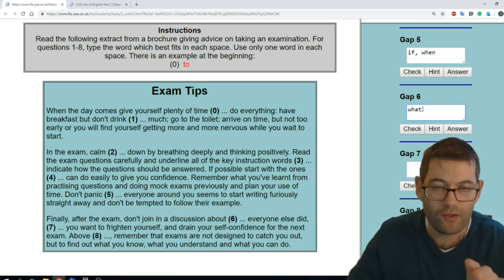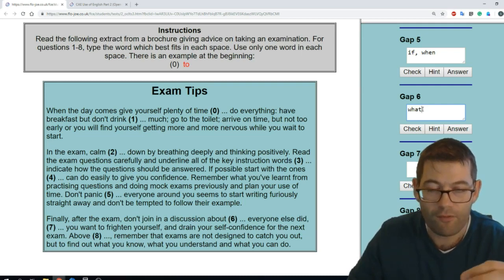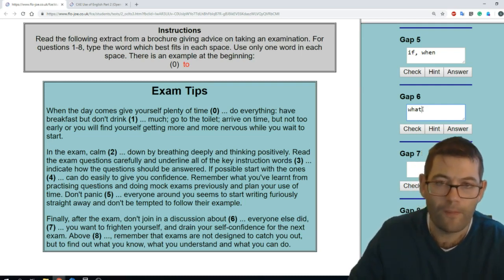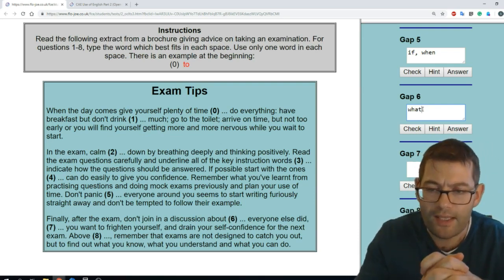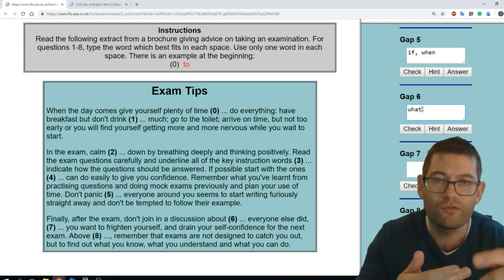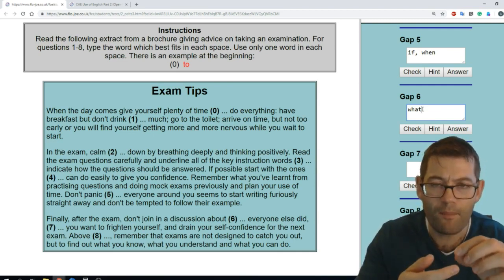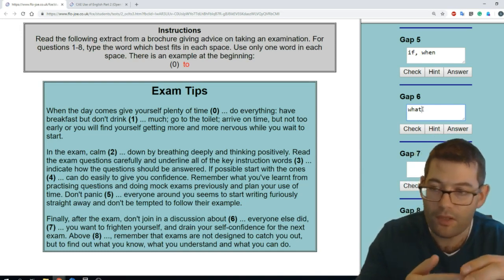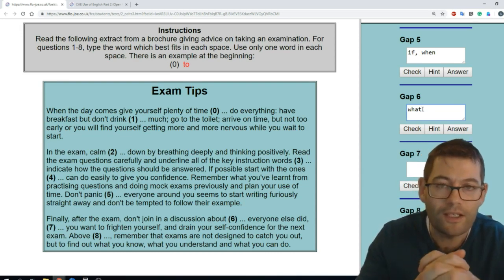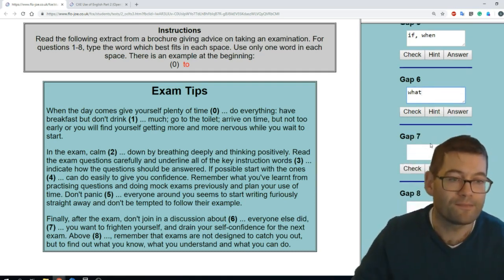And for number 7, we also have to bear in mind the whole context of the sentence beforehand, or the subclause beforehand. Finally, after the exam, don't join in the discussion about what everyone else did, in other words, what answers they wrote down. You want to frighten yourself. So what this is trying to say is, don't talk to people except if you want to frighten yourself. But of course, we can't say that, so it's trying to present a kind of negative contrast. We can't say except if, because except if are two words and we've only got one word. So what word means except if? The answer is, of course, unless.